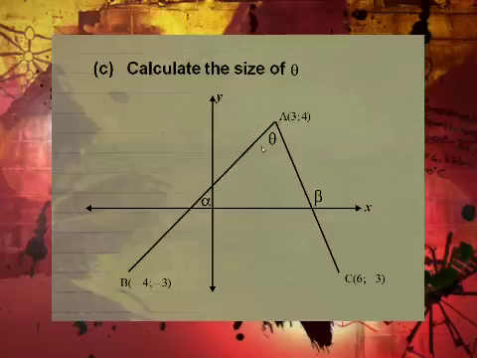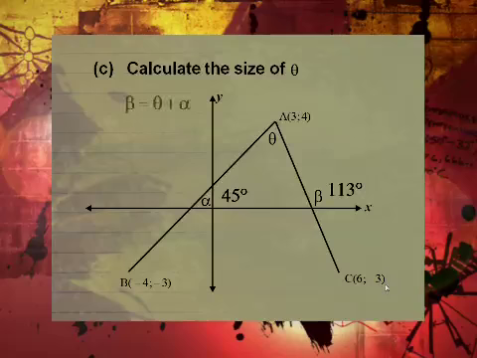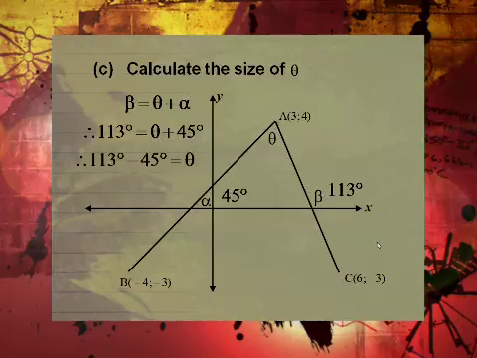Now look at this. To get theta, we've got 45 and 113. Did you notice beta is theta plus alpha? The exterior angle of the triangle is the sum of the interior opposite angles. You've got those two, so how do we do it? We say beta is 113, theta plus 45, and off you go. You can then subtract and you get theta as 68 degrees.